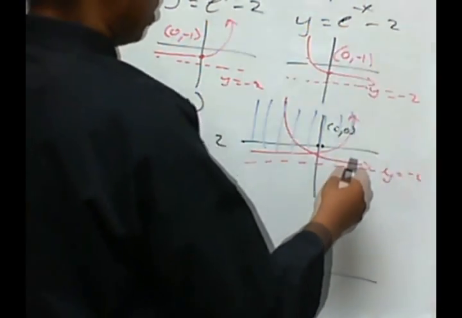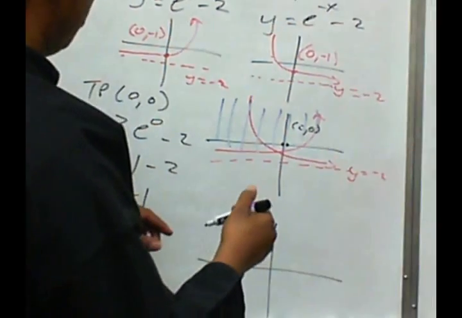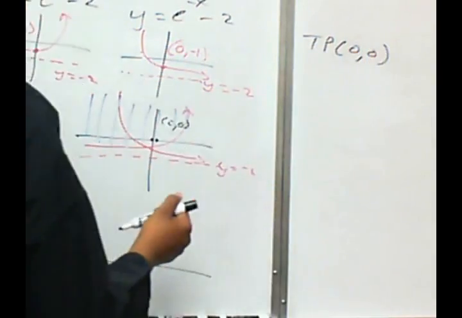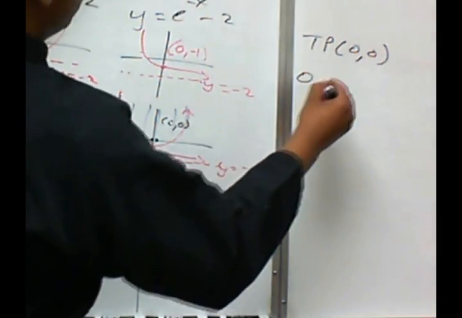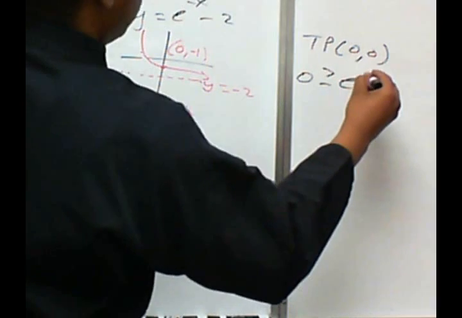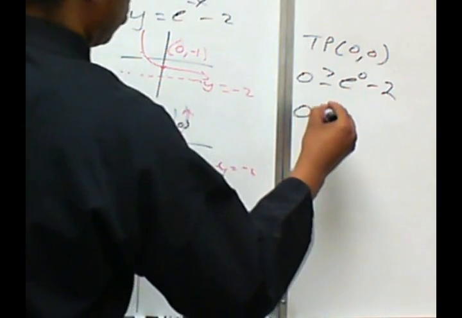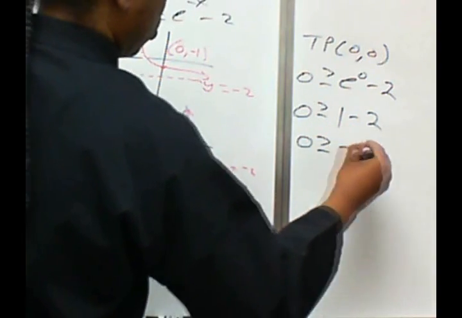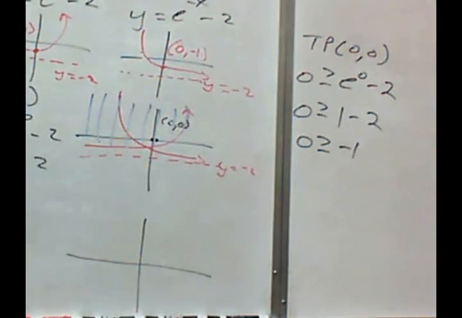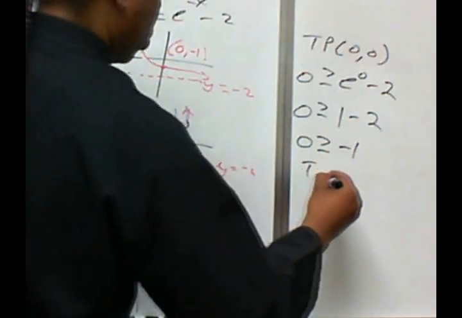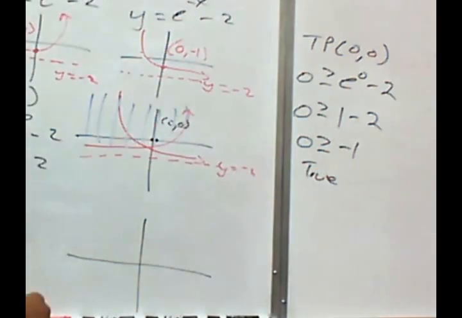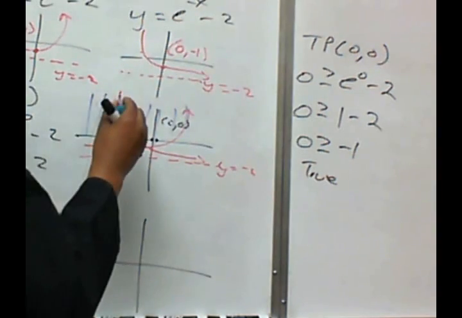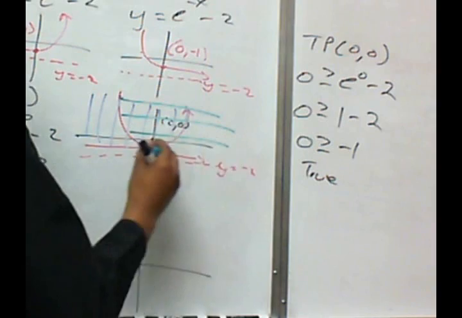Now for this side right here, we're going to use a test point (0, 0). And so we'll end up with 0 greater than or equal to e to the 0 minus 2. This ends up being 1 minus 2, and 0. Is 0 greater than or equal to 1? Yes. So this is true. So that shade will be above here with the (0, 0).